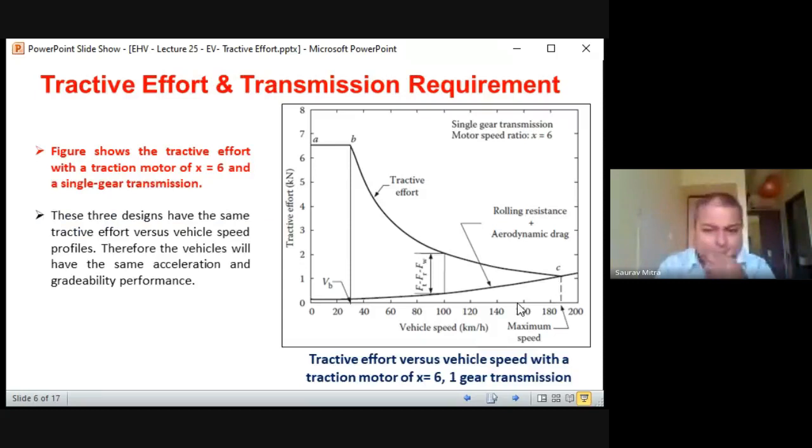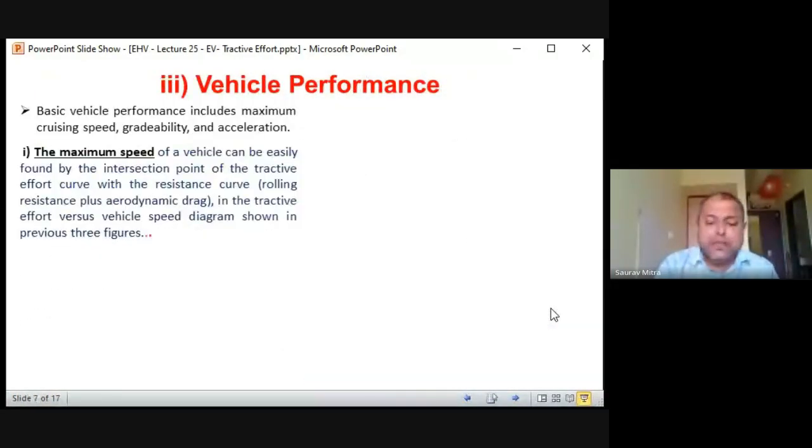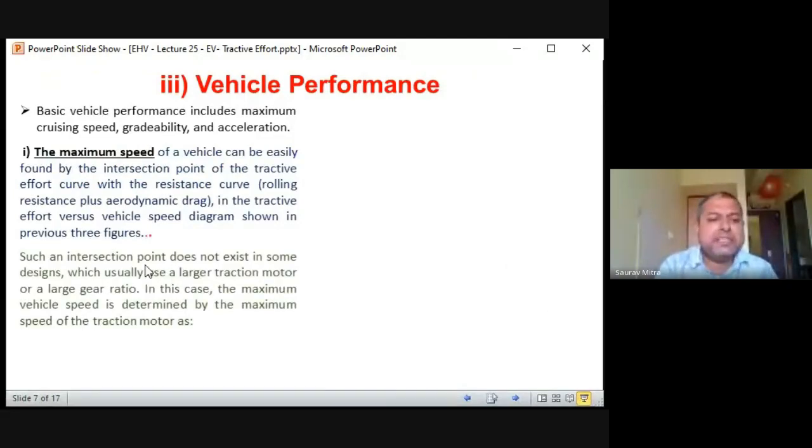If you remember, in this graph also the maximum speed is shown here, almost like 180. Now what is the formula? Such an intersection point does not exist in some designs. If it exists in some design, it's okay, but if it does not exist, then there is a formula.